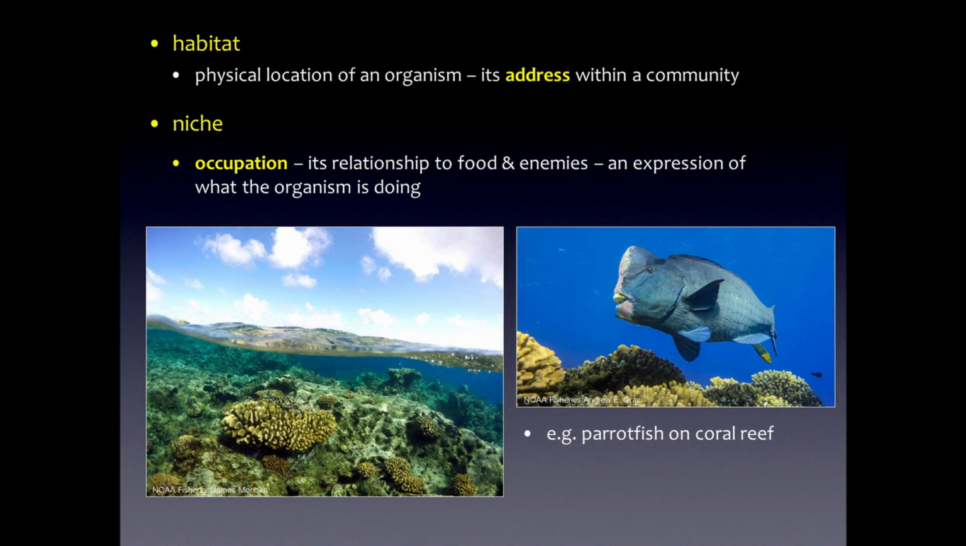And a parrotfish, its niche within the coral reef is to sit there and feed on the coral reef. It eats algae that grows on top of the corals. It plays a really important job, helps keep the corals clean, and that's its relationship to its food. Enemies, it basically has to watch out for the other fish that want to eat it. So here we have a really good example of what a habitat is and what a niche is.